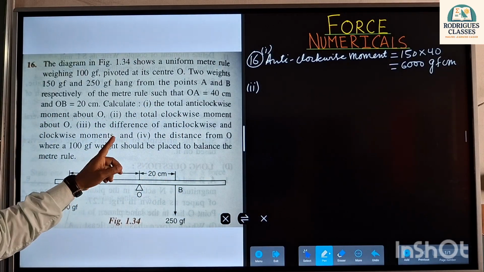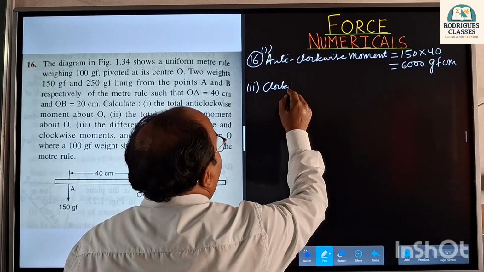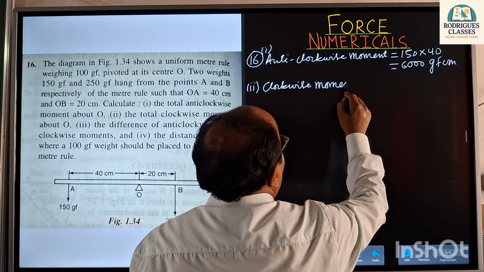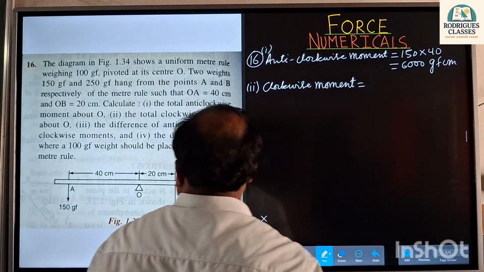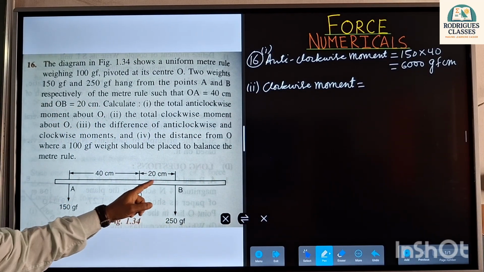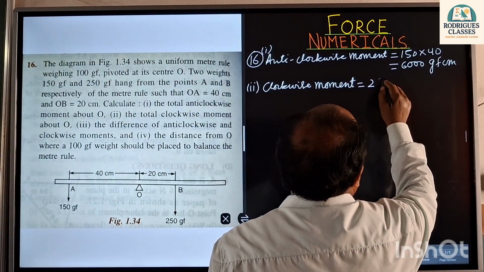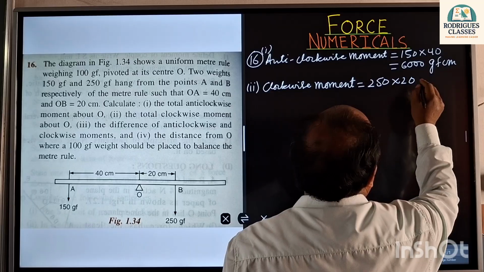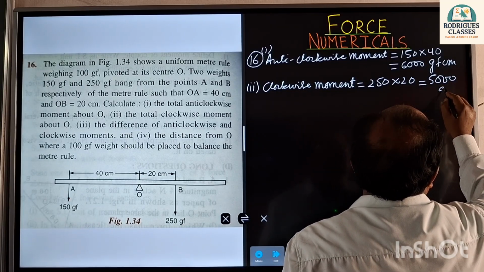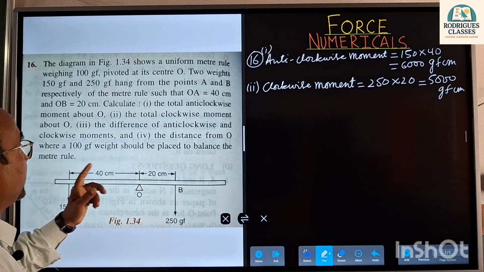So now to the second part. It is asking us the total clockwise moment. So I will write here clockwise moment. Okay. So in clockwise moment, this one will be turning it clockwise. So 250 is the weight and 20 centimeter is your distance, perpendicular distance. So 250 into 20, that will give me 5000 GF centimeter. So I know the second part also.